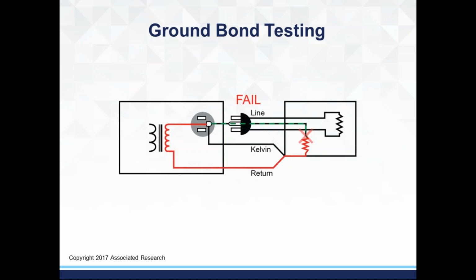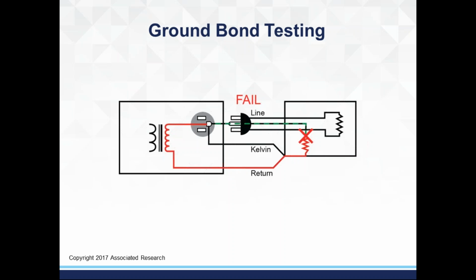If you have anything higher than 0.2 ohms or 0.1 ohms according to a standard, this will indicate too much resistance to ground, and this will be a failure mechanism. Our instrument will indicate a failure, usually reporting greater than 200 milliohms.